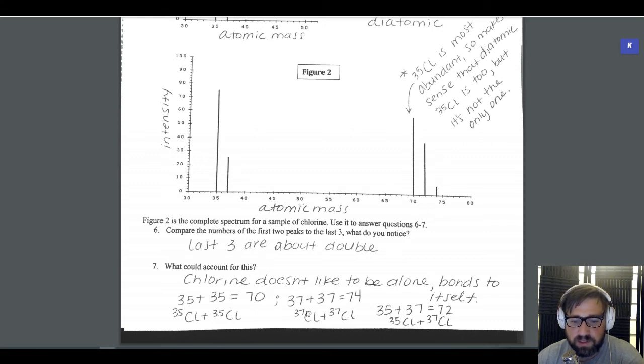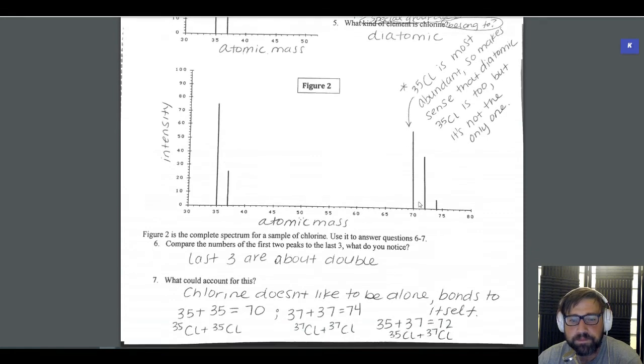The weight of a 37, 37 is 37 plus 37, 74. So we have a lower number here. Here we have a much higher number because we have a lot of 35s. And if we have two 35s, 35 plus 35 is 70. So our 70 is quite a bit higher. And there's a decent chance that we're going to get a 35, 37, which would be 72 right here. Okay. And that's that.